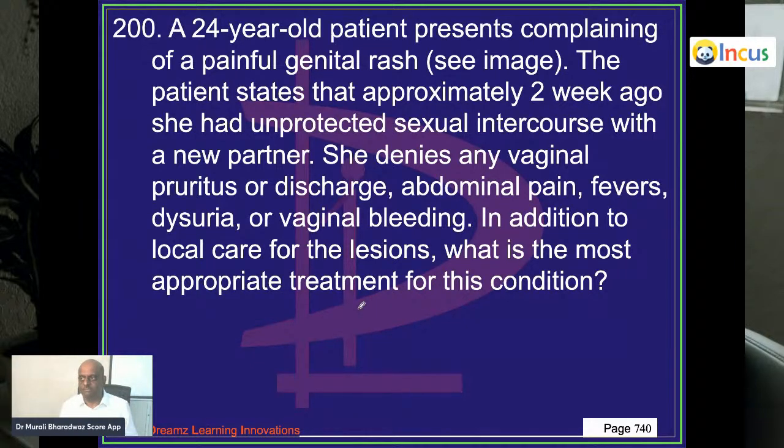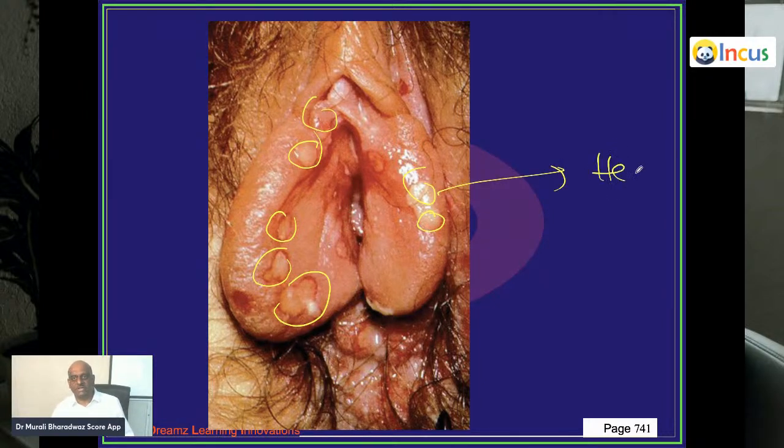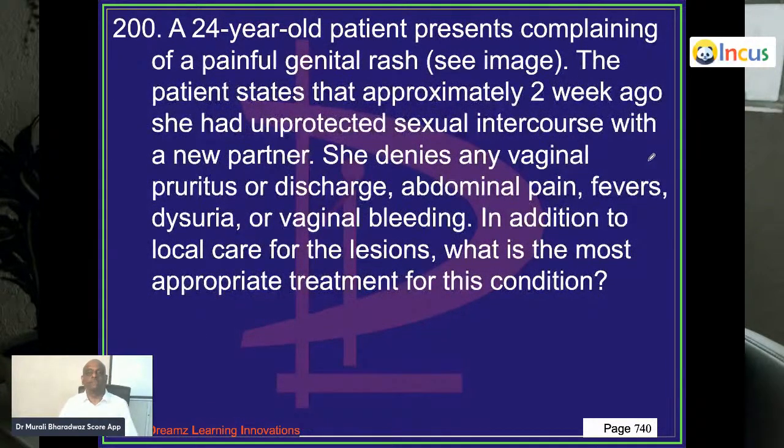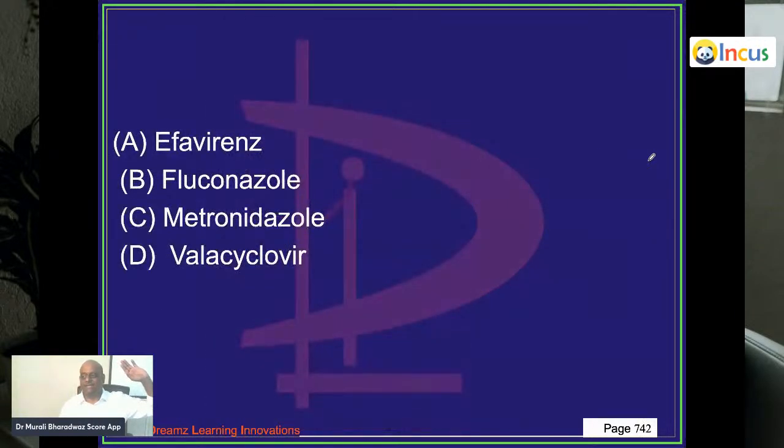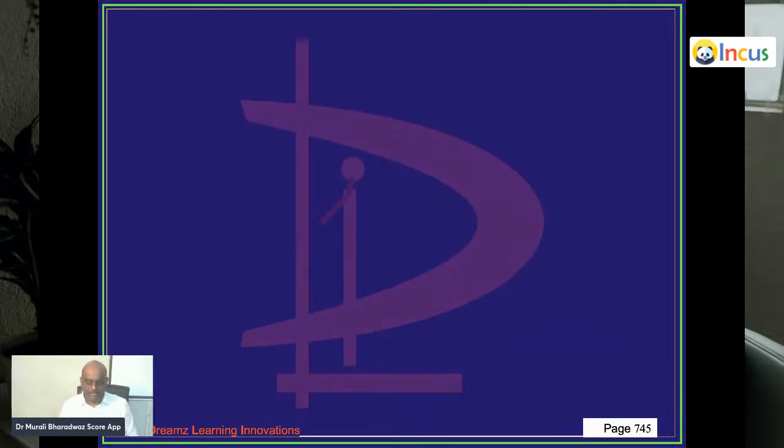A 24-year-old with a painful genital rash. So basically, this is what, doctor? Vesicular rash on the vulva, which is very typical of herpes lesions on the vulva. She denies any vaginal pruritus, that means trichomonas and the rest are gone. So your diagnosis is herpes on the vulva. Valacyclovir is the treatment of choice to treat both primary and recurrent episodes of genital herpes.